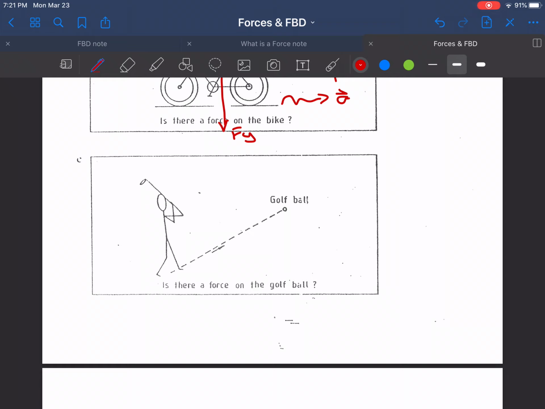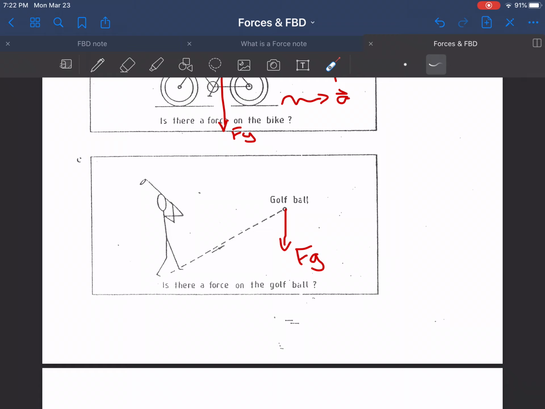Is there a force on the golf ball? Well, again, yes. You can't shut off gravity, so there's Fg. Now, there is no normal force because the golf ball is not resting on anything. I think from the diagram we're talking about after the golf ball has been shot and is at this point in the air. So we're looking at that point and the forces acting upon it.